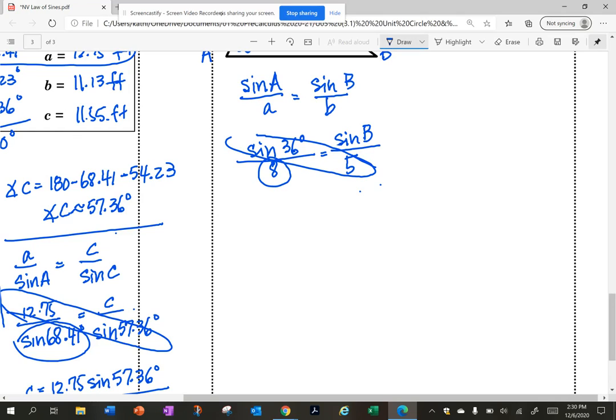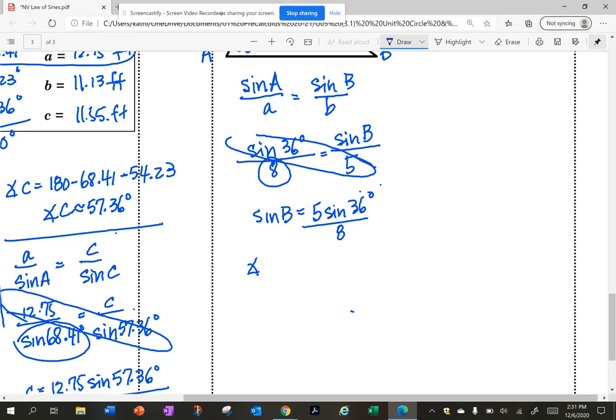So I get the sine of angle B equals 5 times the sine of 36 degrees divided by 8. Now I want to solve for angle B, so I have to undo the trig term. So I'm going to take the sine inverse.